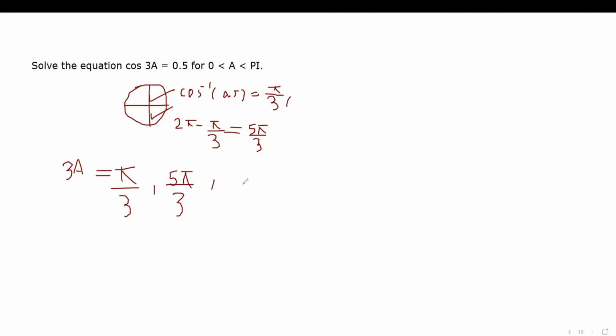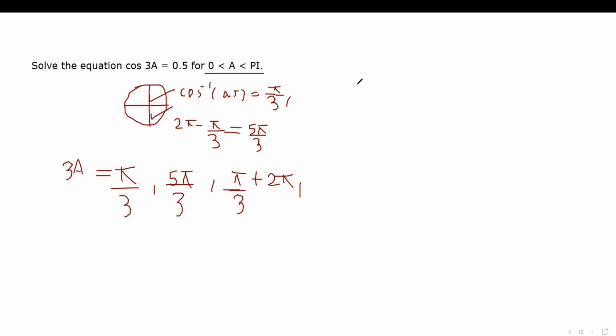So the next answer you can get is pi by 3 plus 2 pi. You might say, sir, why would you want to go around the circle one more time? I'm going to show you why. You want all the possible values, and a is between 0 and pi. If you only give 2 answers here, you might be short one answer. So anytime you see 3a, chances are you need to spin around the circle one more time to get all the answers. Anytime you see 2a, 3a, 4a, chances are you need to spin around again.